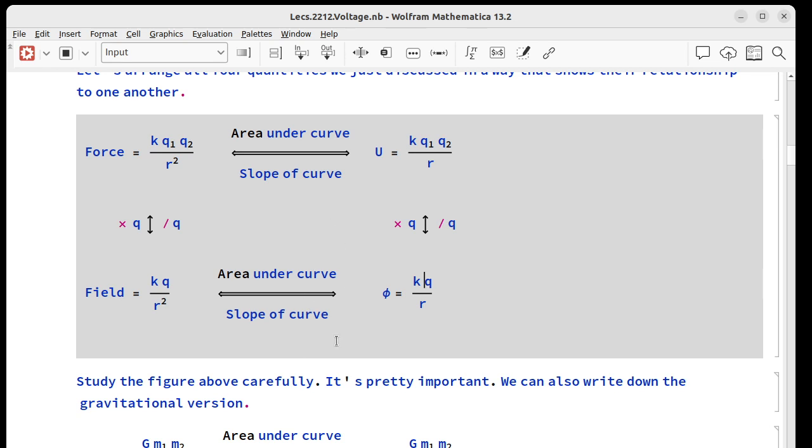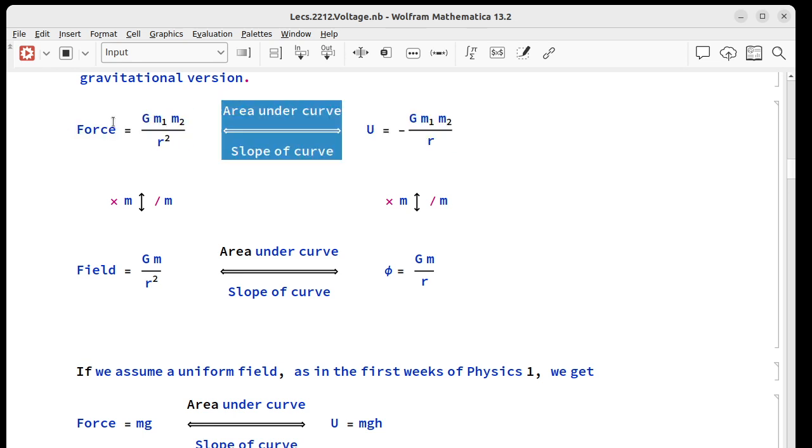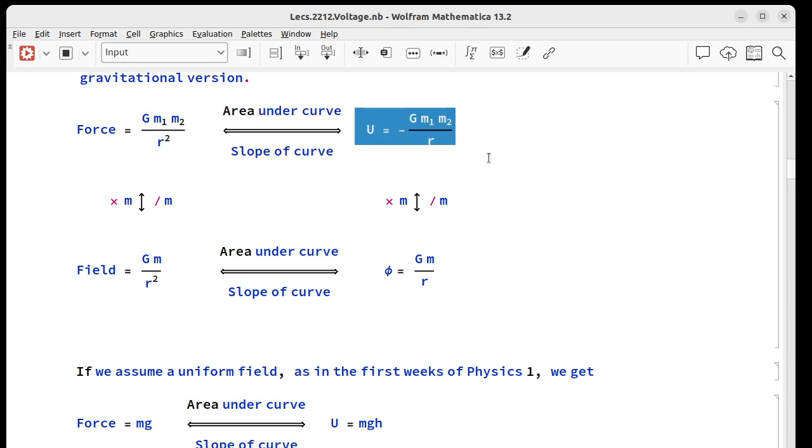It might be worth writing down the gravitational version of this, the final one that you would have used at the end of Physics 1, where we have the force and the potential energy. The slope of the potential energy curve, again, gives us the force, or the integral of the force with respect to distance. The area under the curve of force with respect to distance is potential energy. If we divide force by mass, we get field. If we multiply field by mass, we get force.